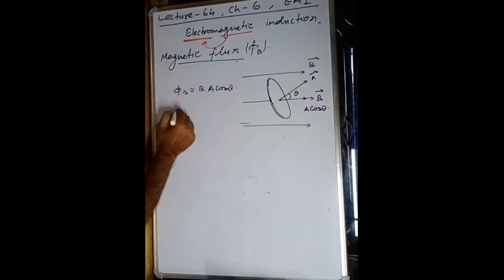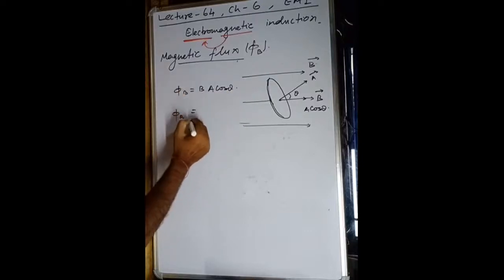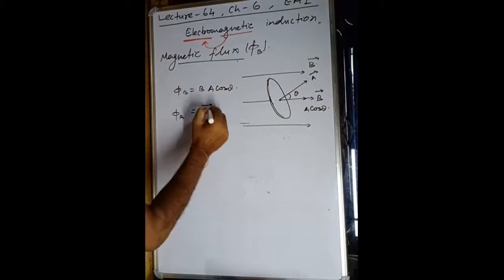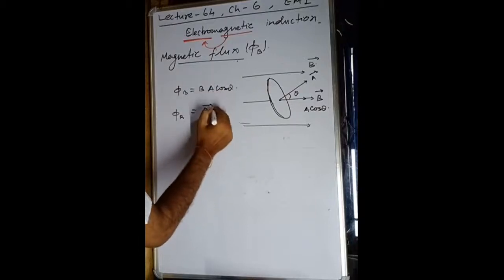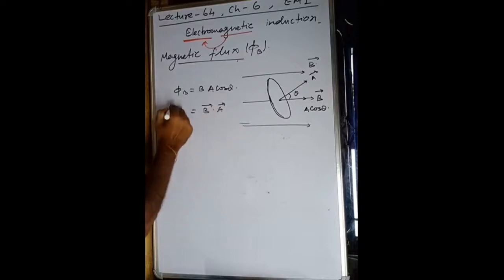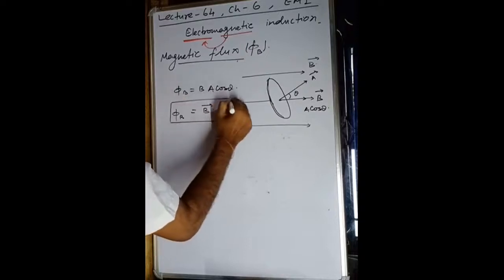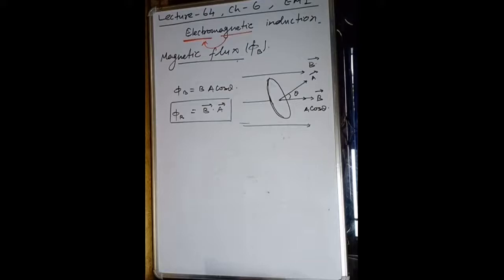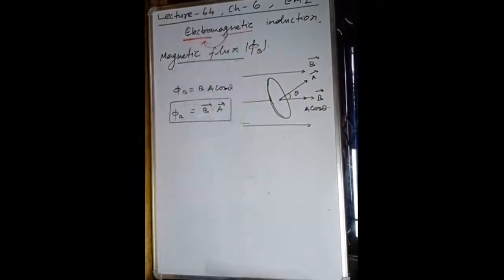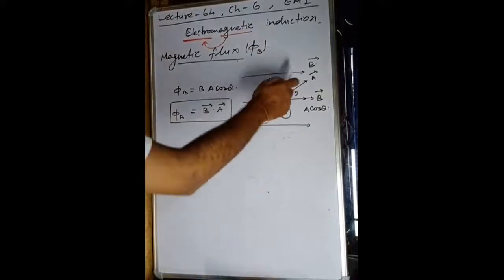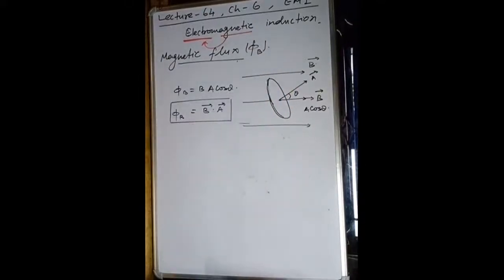So you can write here using the concept of vectors. B is the magnetic field, which is a vector quantity, and this is also a vector quantity. So we can write B dot A. This is not very tough, my dear students. We have studied the electric flux also. Here we are studying the magnetic flux. It is B dot A, the dot product of the magnetic field and the area vector. Here we have studied the magnetic flux.